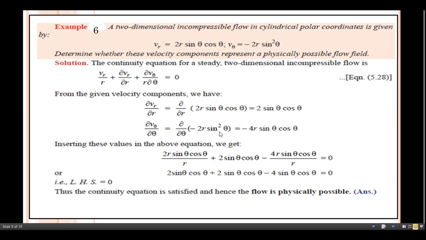So what about the derivative of this one? Sin theta will remain as it is first of all, and the derivative of sin theta is nothing but cos theta. In this way you can get the term dabba V theta by dabba theta. So in this we can get the value as minus 4r into sin theta into cos theta. Now inserting these values in this equation.